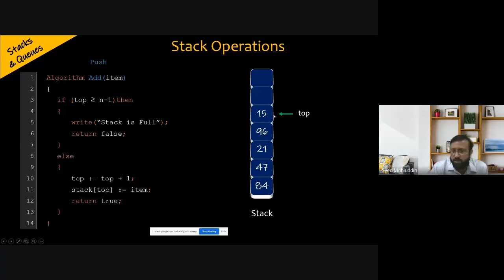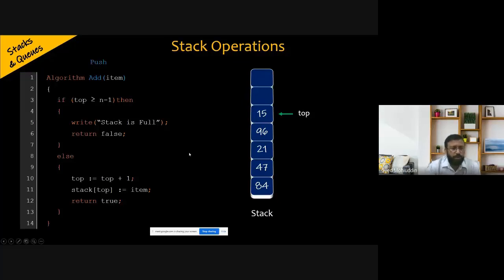Now suppose there are a few more empty cells in the stack, so we have else. We increment the top index. So top, instead of pointing to this element, moves to the next index. Remember, assume that this array's name is stack. Stack of top equals item, that is the element we are inserting. Let's say we are inserting 100. So top is incremented, top will now point to this cell, 100 will be assigned, and we return true. That is how the push operation, or add operation, happens.